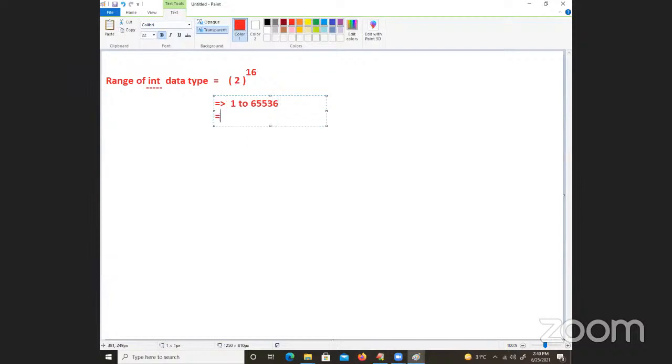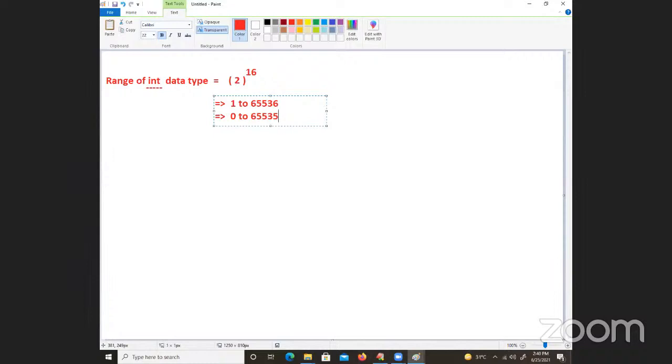But our computer storage in C language, C++, Java, .NET starts from 0 onwards. So when I start from 0, how much is it going to be? What is the result? What is the value? 65,535 is the value.